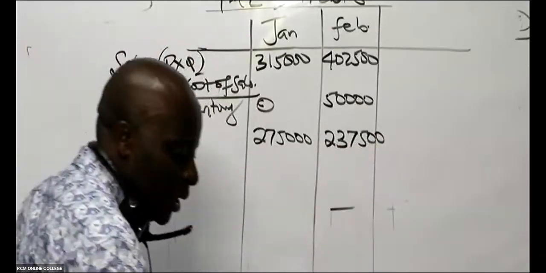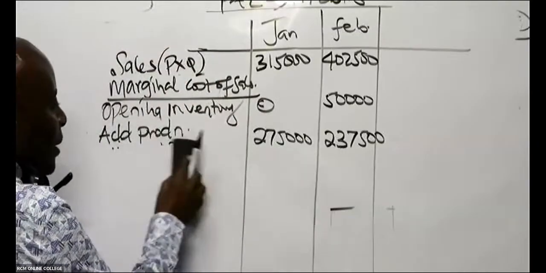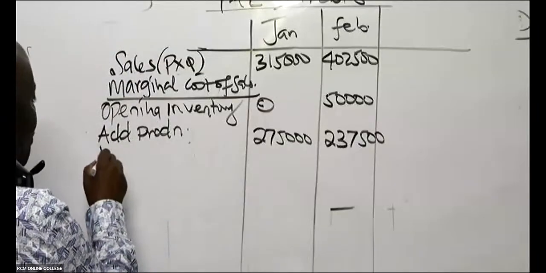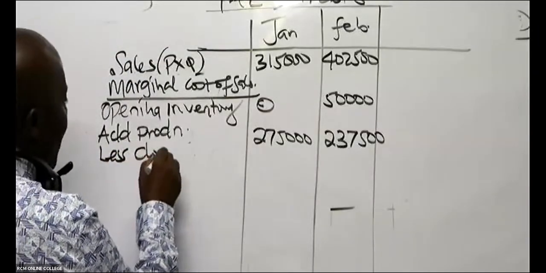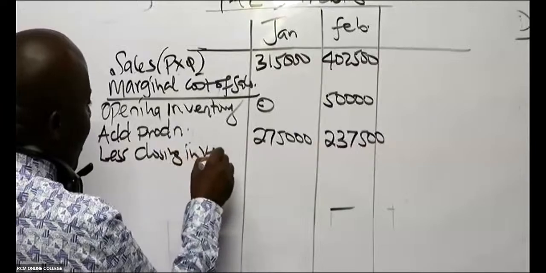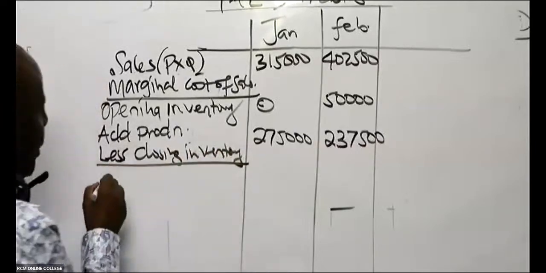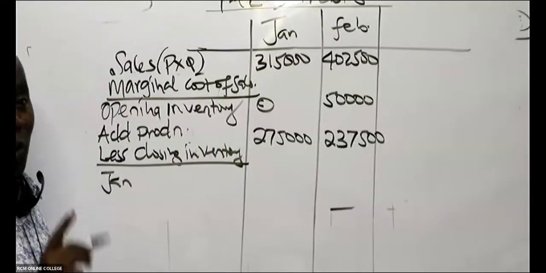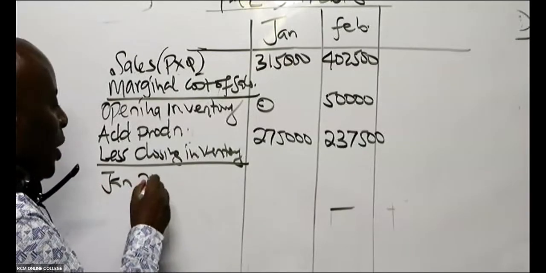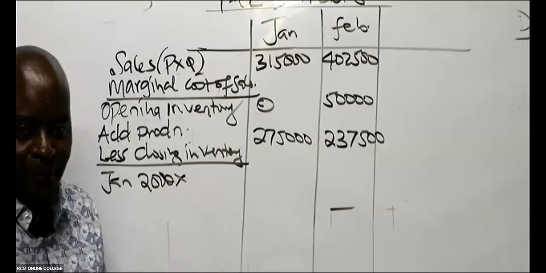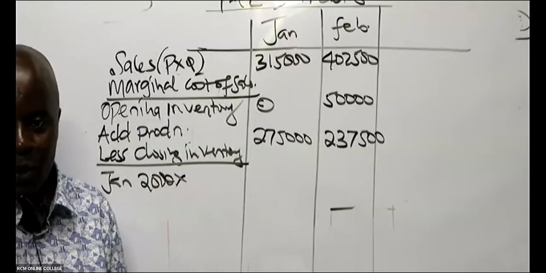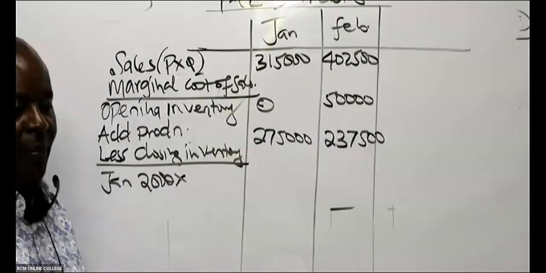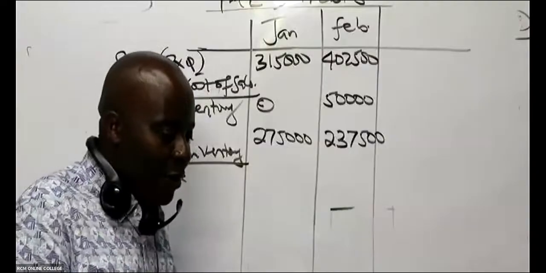And now lastly, we shall come and say, less what here, somebody? Less closing inventory. So closing inventory, January, how much? 2,000. January units were 2,000. At what rate? Remember, inventory and production, we normally value them at the same. And because you're using marginal cost, you're valuing this at 25.